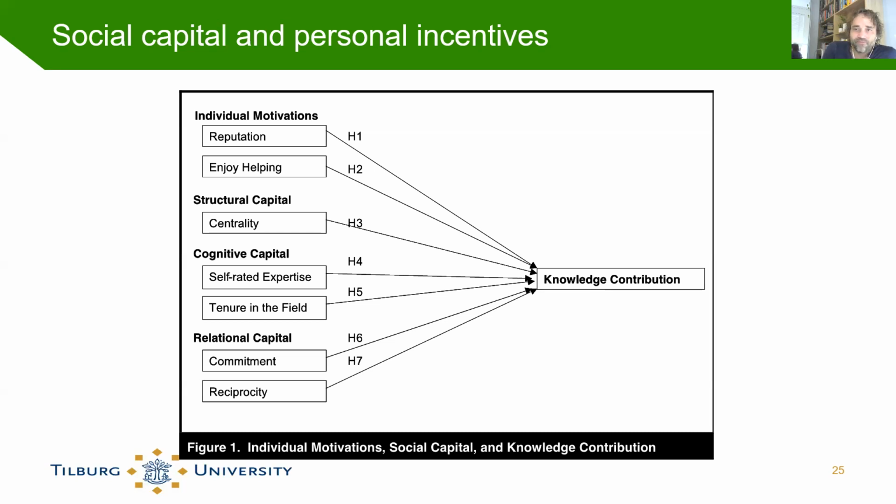And then finally, relational social capital is that you like each other. So you like each other, can get along with each other, feel connected with each other, those kinds of things. And together, these three allow knowledge contribution. It doesn't have to be all three, but it really helps if it is all three.